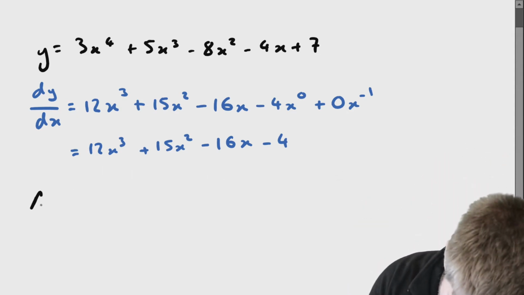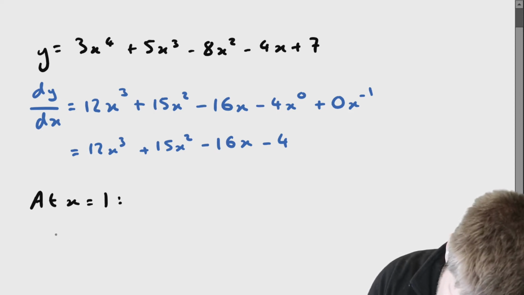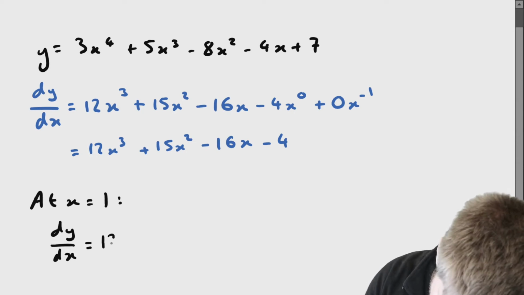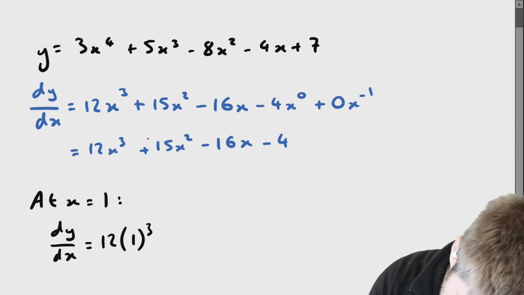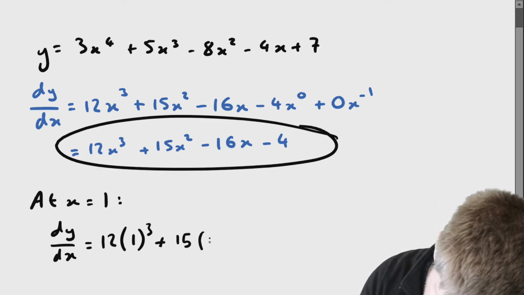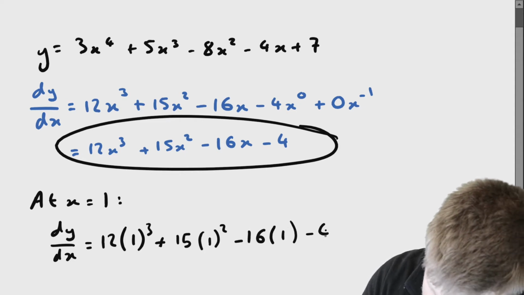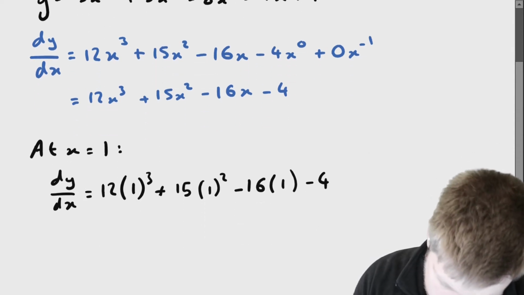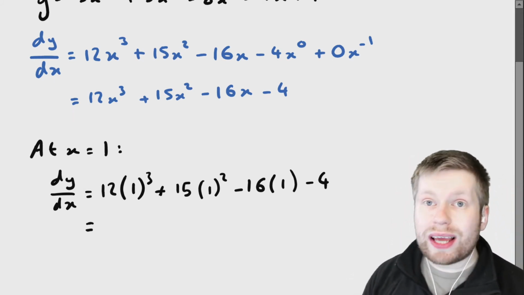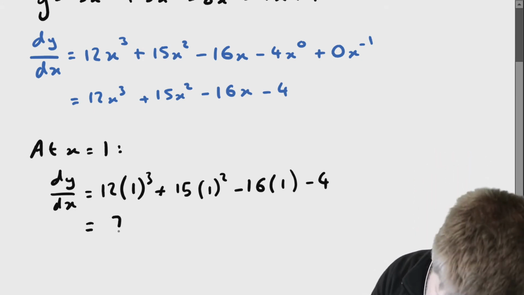So let's do this, okay? At the point x equals 1, I find that my gradient, dy by dx, change in y divided by change in x, should be 12 times 1 cubed, because I'm just literally sticking 1 in here, plus 15 times 1 squared, minus 16 times 1, minus 4. So when I calculate that out, I get 12 plus 15, that's 27. Take away 16, that's 11, and then take away another 4, that comes out 7.